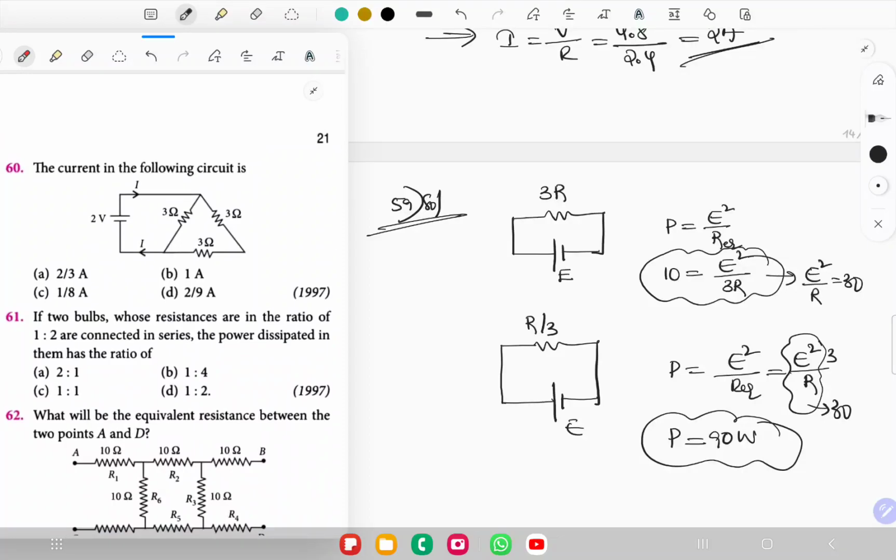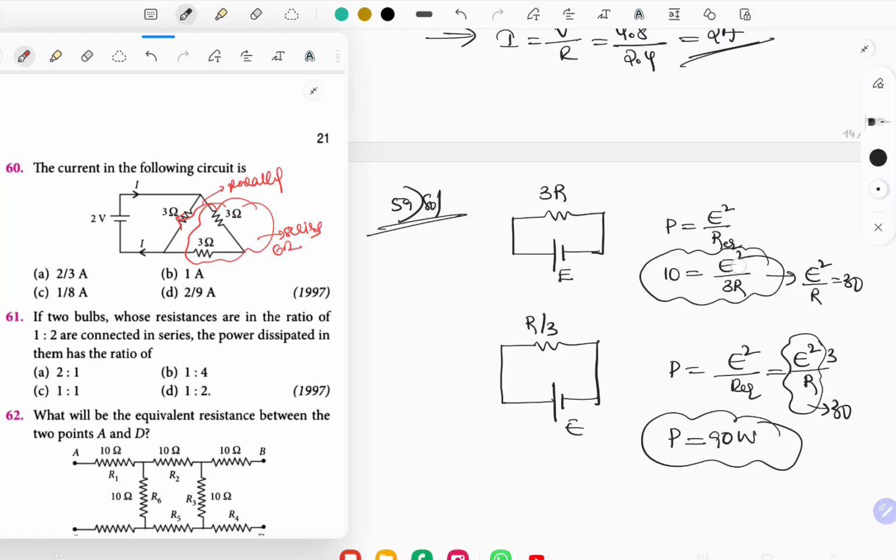Just now we solved this model. They're asking for the current flowing through the circuit. These two resistors look like they're connected in series. So the resultant is connected in parallel with 3 ohms. So this is a parallel combination. So the series equivalent resistance is going to be 6 ohm.